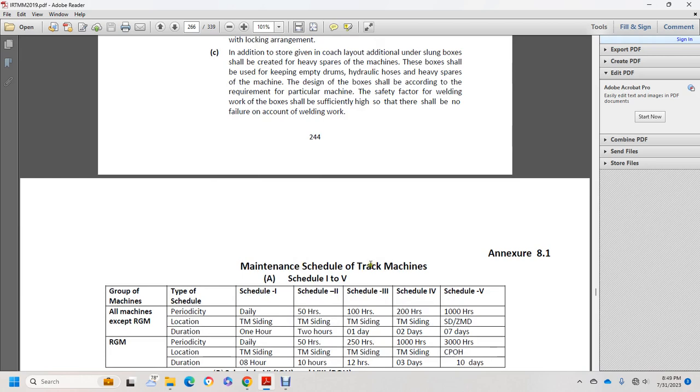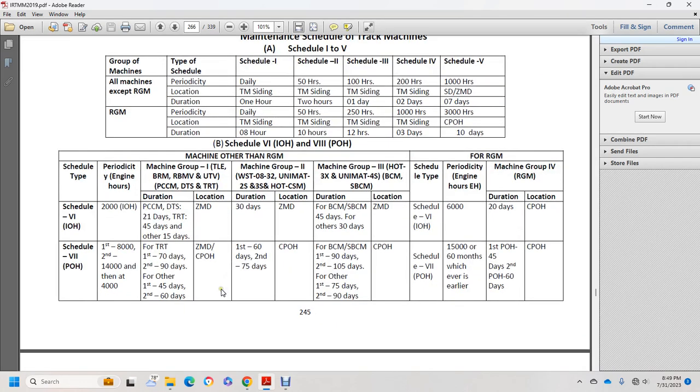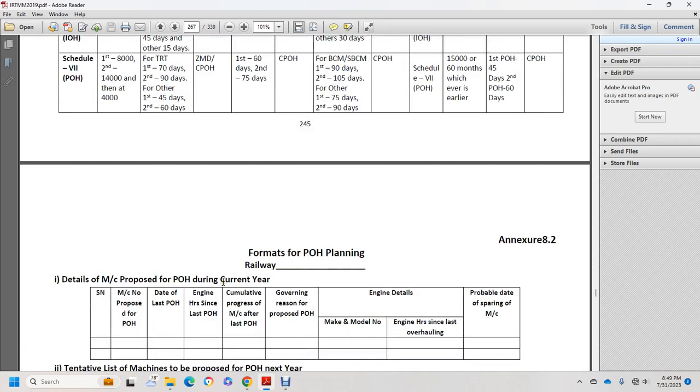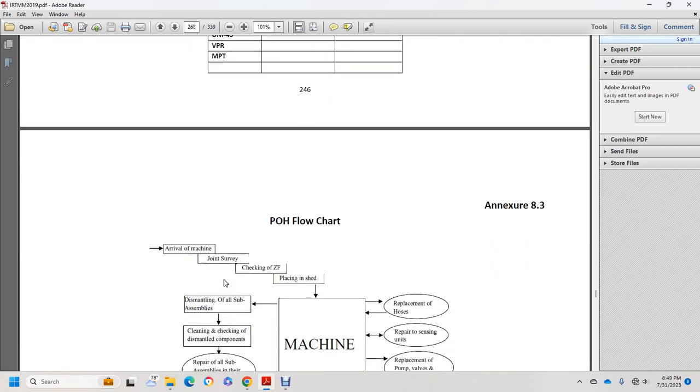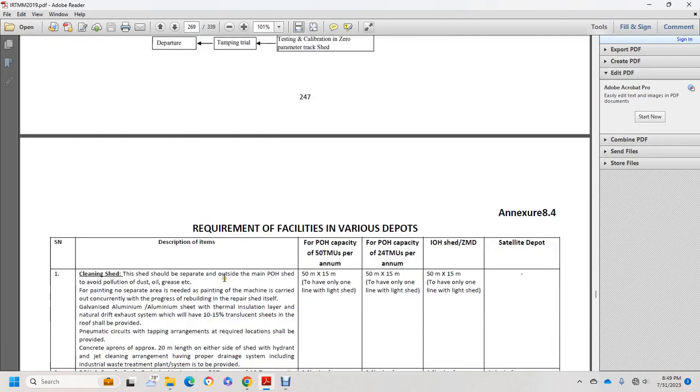Track machine maintenance schedule 1 through 4, schedule 6 through 7, the intermediate and periodic overhaul. Format of the periodic overhaul planning. Periodic overhaul flow chart. Requirements facility, various depots.